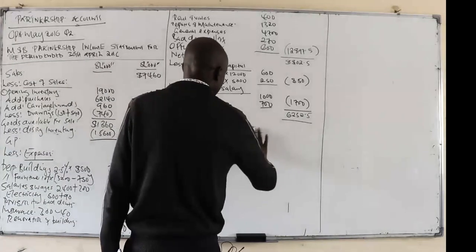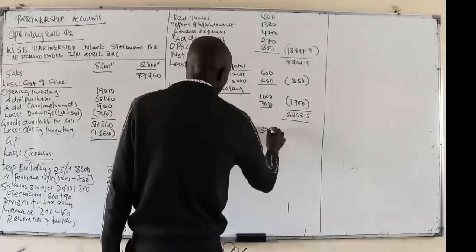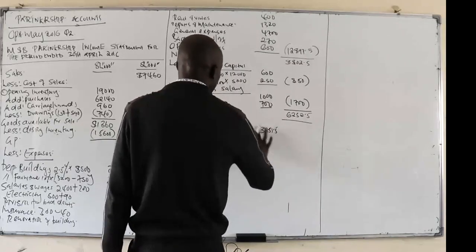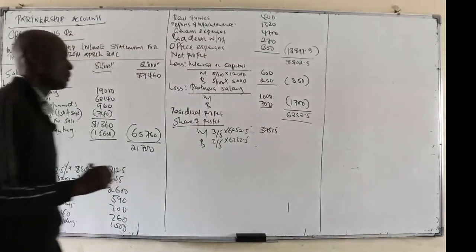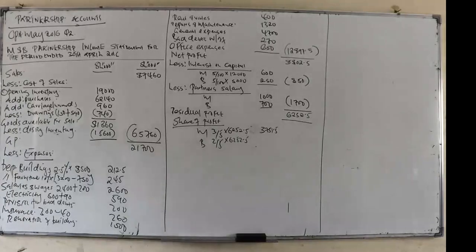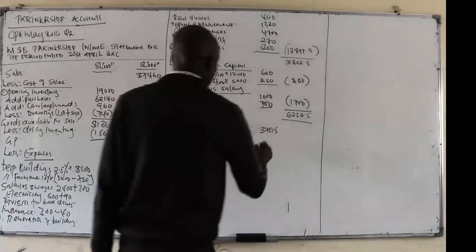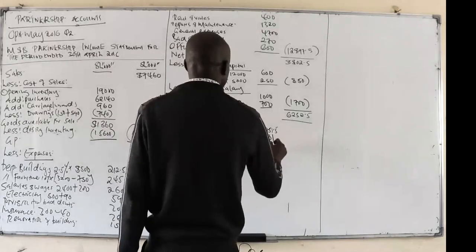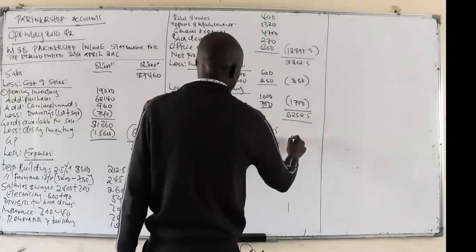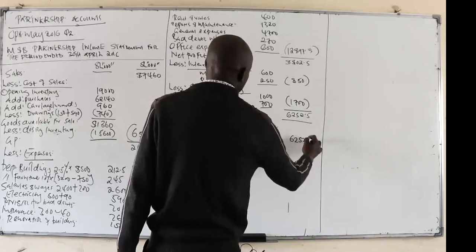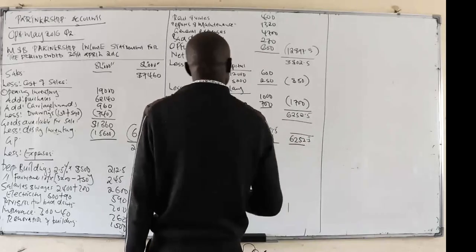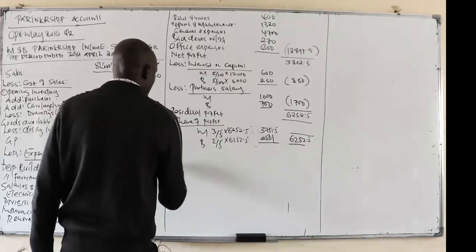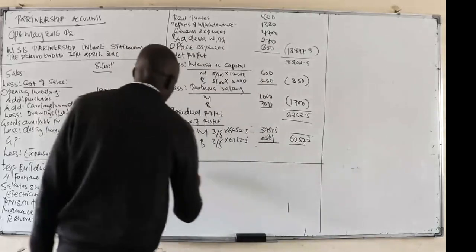37,051. And the other one, 25,001. Just like that. So this one will give you 62,52.5. Then here you come and prepare the current account. You prepare the current account here.